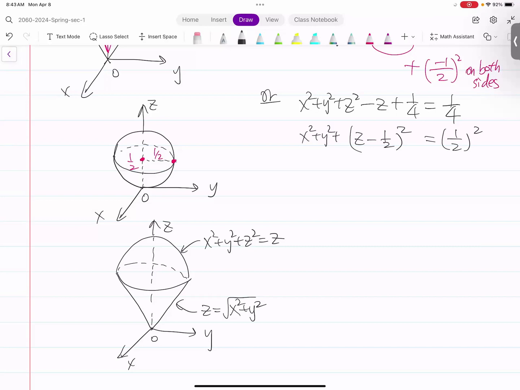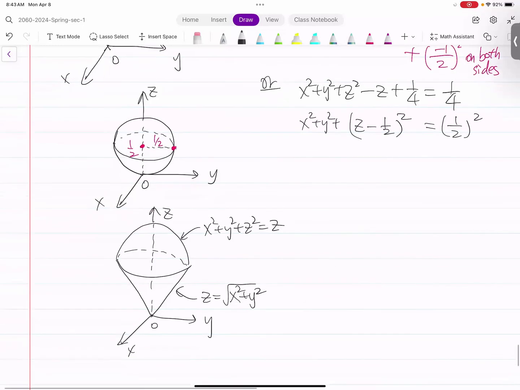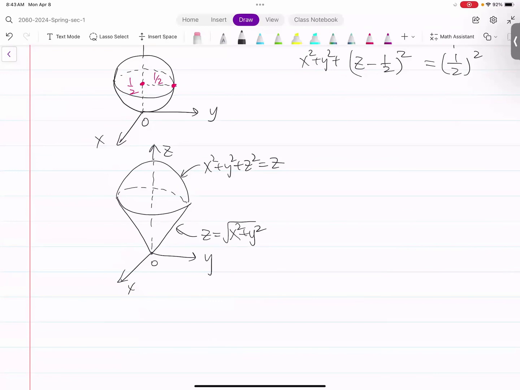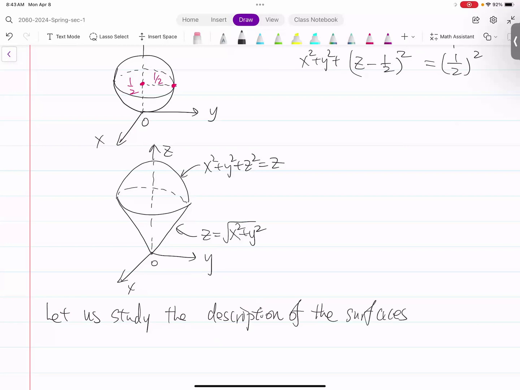But of course, here we want to go further by writing down the spherical description of the surfaces. And actually, that's not so difficult, but we need to be careful. Let us study the description of the surfaces under spherical coordinates.